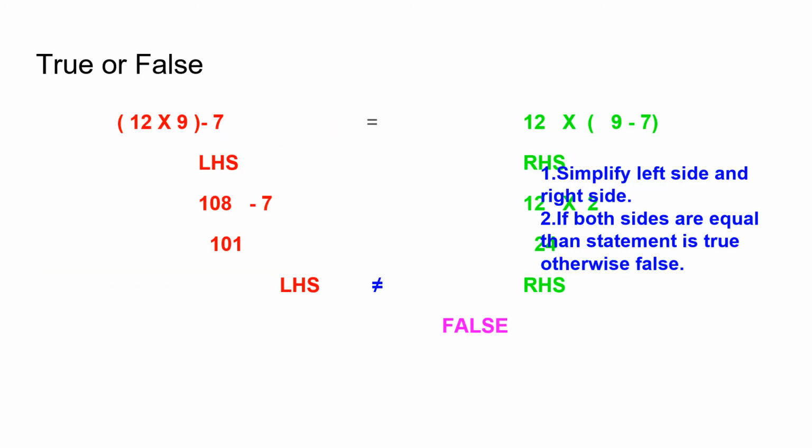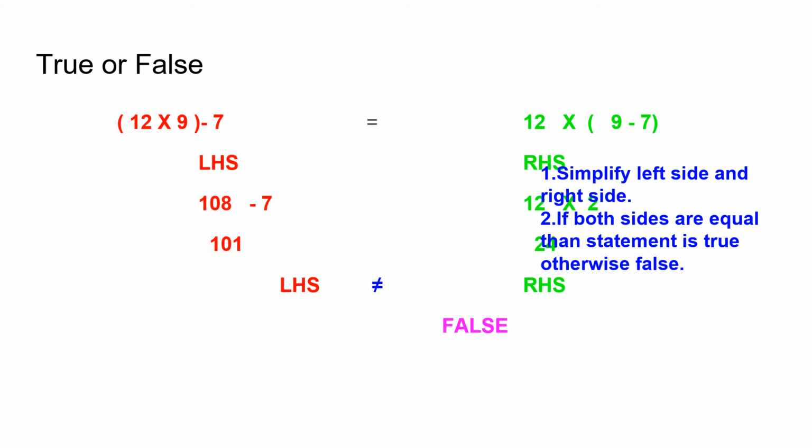Now children, we will learn how to write true or false in simplification. In simplification sums, if the equal to sign is given, it means both the sides have the same answer. Right? Now we will solve both the sides. First side is the left hand side. The question is 12 multiplied by 9 minus 7. Right hand side, 12 multiplied by bracket open 9 minus 7 bracket closed.